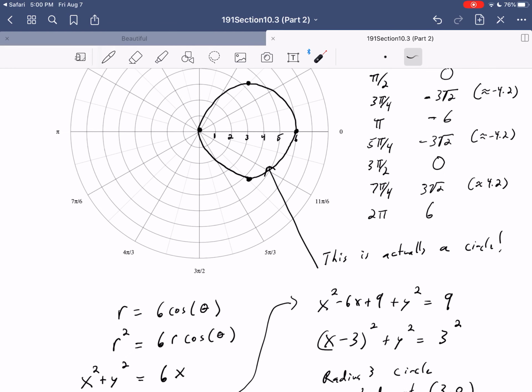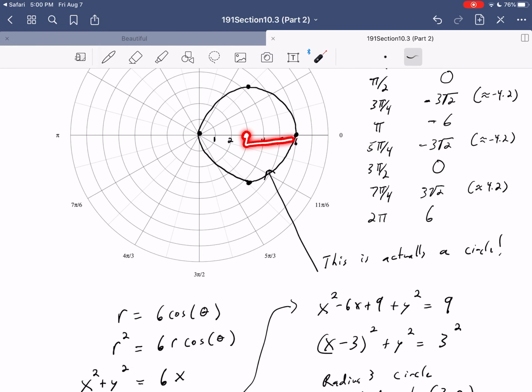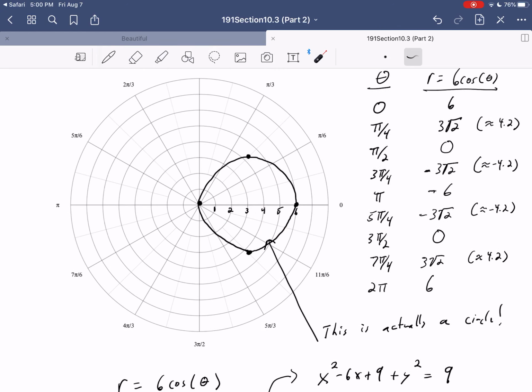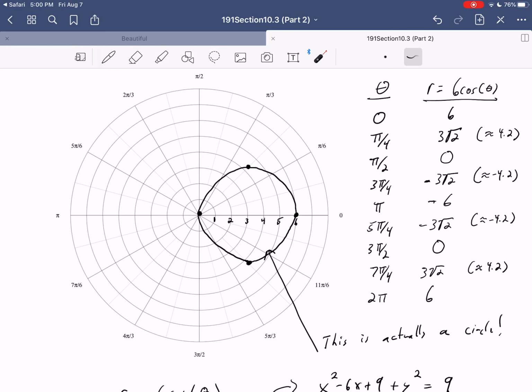Centered at 3, 0. Yep, there's the center right there. And then that is radius 3. That's radius 3, right? It's 3 units out in all directions on this circle here. So what this graph actually is, indeed, is a perfect circle here.